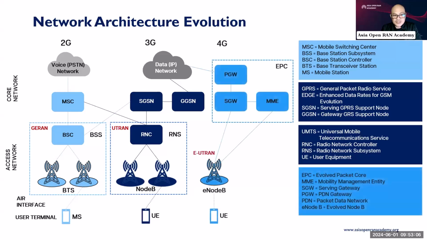And then came 4G. So what happens for 4G? We introduce a new core network. We call it the EPC, the Evolved Packet Core. The Evolved Packet Core is composed of the PGW, Packet Data Network Gateway, the Serving Gateway, and the Mobility Management Entity. All of the control is handled by the MME, and all of the user plane is handled by the SGW. And the cell site or the base station is now called E-Node B, or the Evolved Node B. And the user terminal is also known as user equipment.